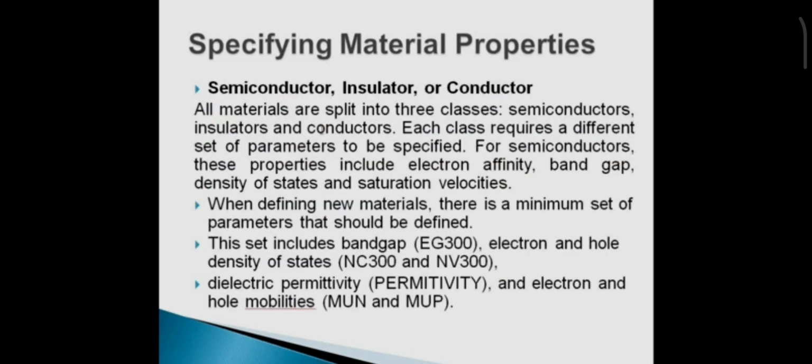Specifying material properties. All materials are split into three classes: semiconductor, insulator and conductor. Each class requires a different set of parameters to be specified. For a semiconductor, the material statement must include electron affinity, band gap, density of states and the saturation velocities. These are the default parameters for the material properties used in the device simulation for many materials. For more information, you can go to Appendix B, material statement, in the Atlas manual. It lists default material parameters and includes a discussion on the differences between specifying materials for semiconductor, insulator and conductor.